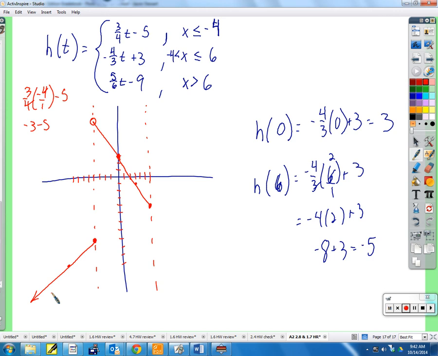And on this side, when x is just past 6, when it's bigger than 6, I'm going to use this other function. There we get 5 sixths times 6 minus 9. It's 5 minus 9. That's negative 4. So 1, 2, 3, 4. Negative 4 as well? Yeah, that's negative 1. So at 6, we should show an open circle right there. Follow the slope of 5 sixths. Up 5 and over 6.